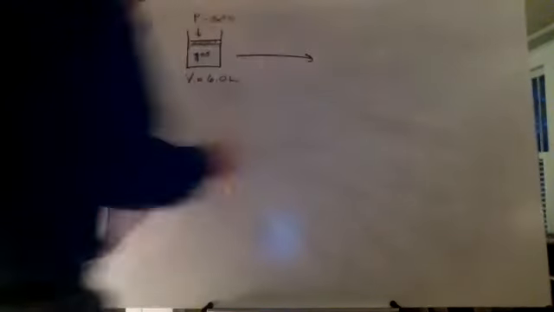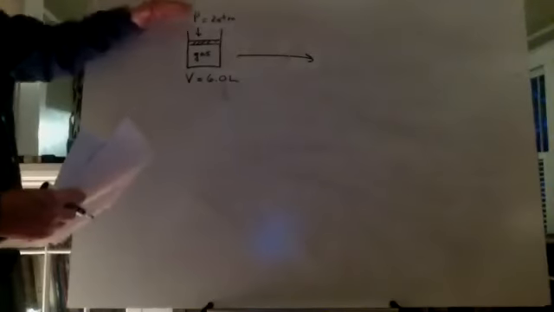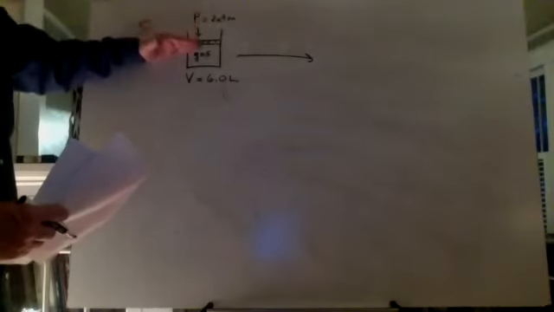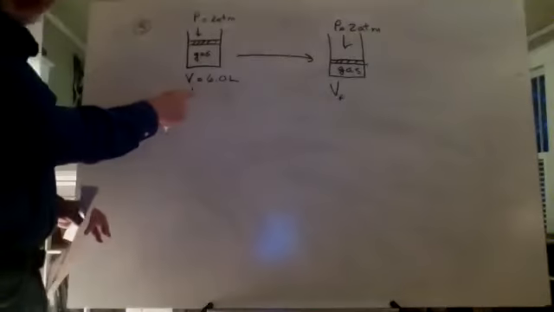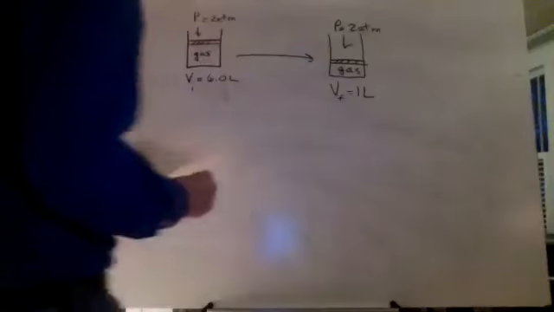And now we're going to compress that gas. We let that 2 atmospheres of pressure push that piston down to compress the gas to a smaller volume. And we get this. Now here's our gas, and we're still going to assume that the pressure pushing down on it is 2 atmospheres. But now the volume, we're going to call this the final state. This will be the initial state. The initial volume was 6 liters. The final volume is what? 1 liter.